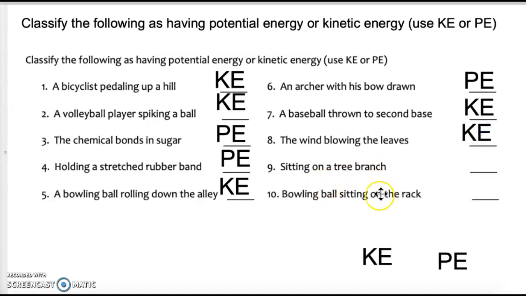Sitting on a tree branch. Well, you are on a tree sitting above ground, but you're not moving, so you have the potential to jump off, and so that would be potential energy. And then bowling ball sitting on the rack. Before you begin to roll the ball, it's sitting there. It's above ground and it's just sitting there, but it has the potential to move, so we call it potential energy.